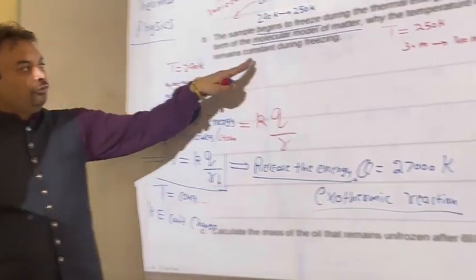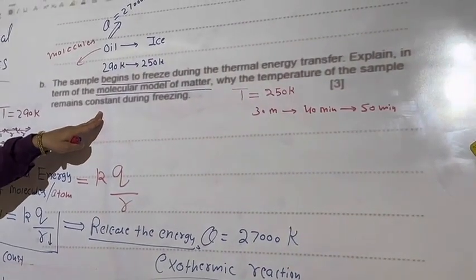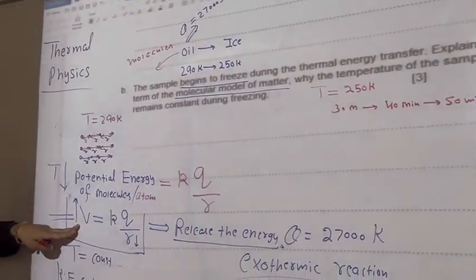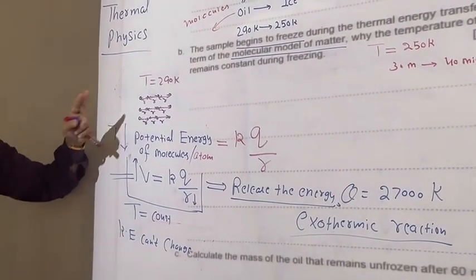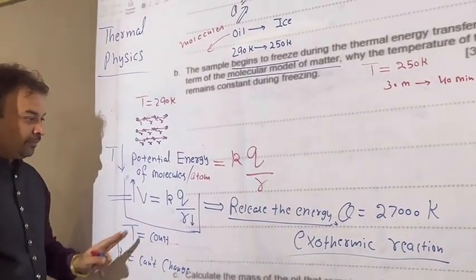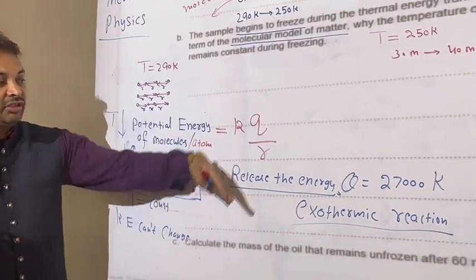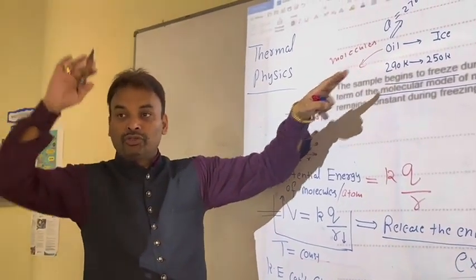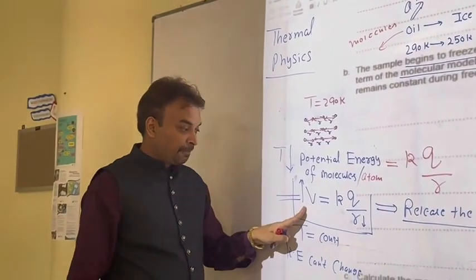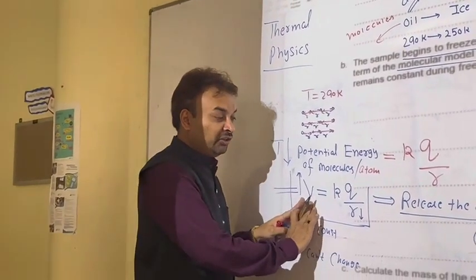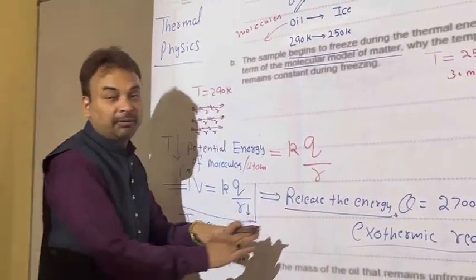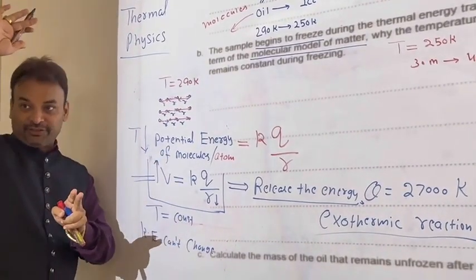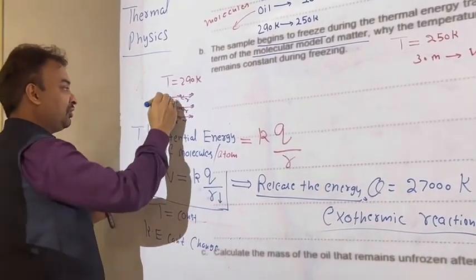So in terms of the molecular model of metal, why does the temperature of the sample remain constant? Because the potential energy increases when the molecules come closer to each other, but energy is coming out, going to the surrounding. So this potential energy is changed into energy, the potential energy just releases the energy.